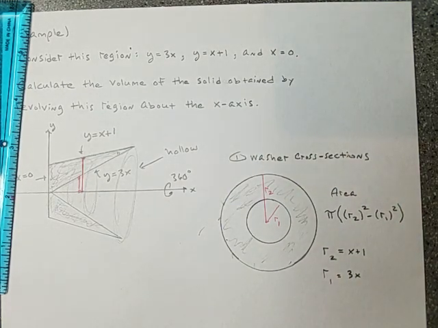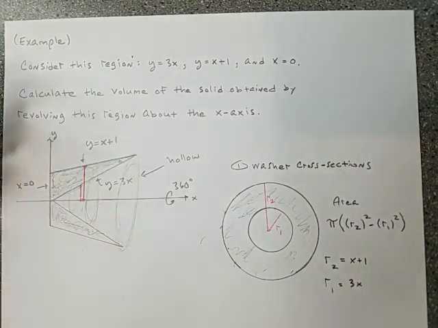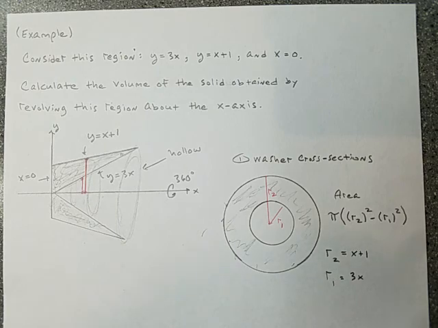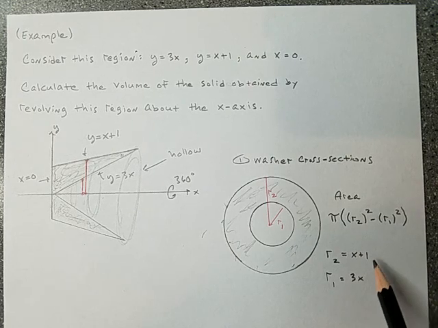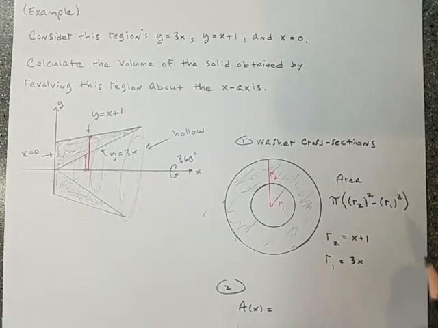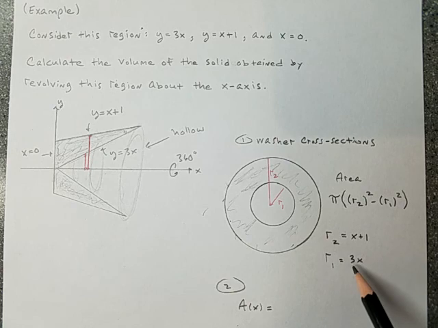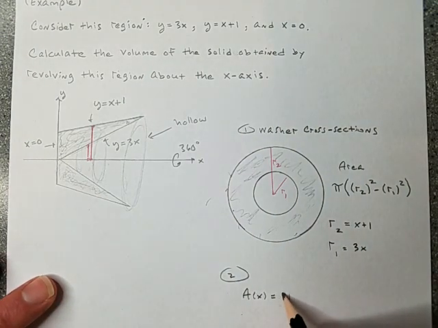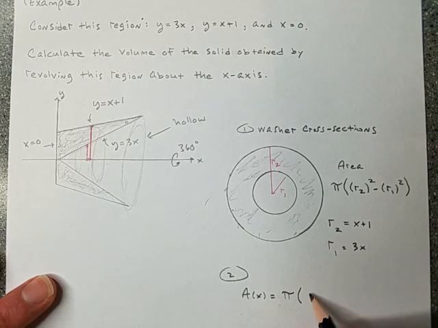So can we agree then? We take that original region, we rotate it around the x-axis 360 degrees, and we will get washer cross sections. Every slice is going to be one of these, and that will be the inner and outer radius. Okay, second part, 2. What is the area of any cross section? Well, now that I know it's a washer and I know each radius, it's going to be pi times the outer radius squared minus the inner radius squared.